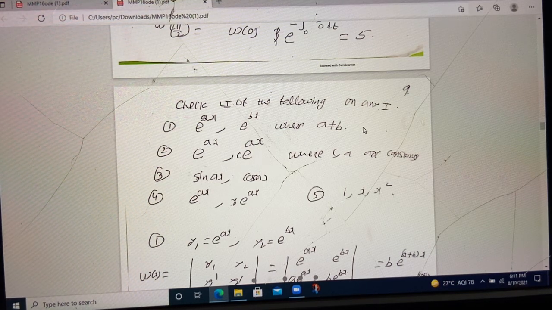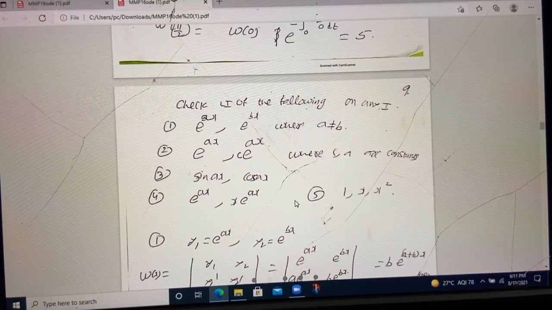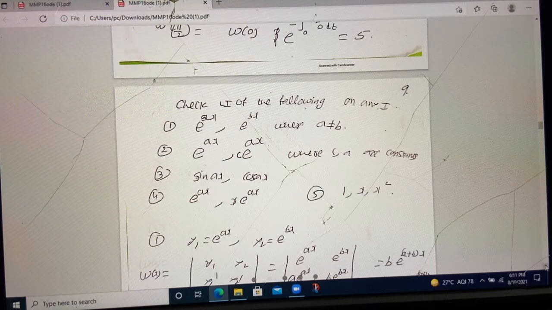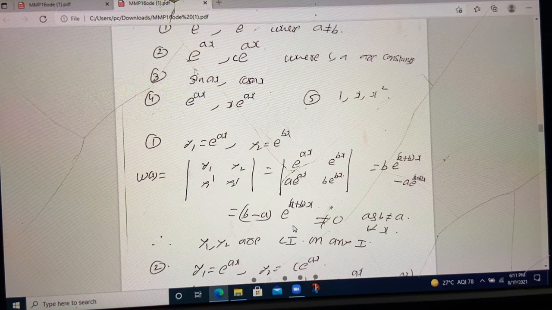So what are the values of A and B? Is it for all A, B, or what are the constraints on them? How do we check whether they are linearly independent or not? We use the concept of the Wronskian. y1, y2, and derivatives: a e power x, b e power x. By ad minus bc, this is b minus a times this. This is not 0 when b is not equal to a. This is 0 when b equals a. Therefore, y1, y2 are linearly independent when b is not equal to a.